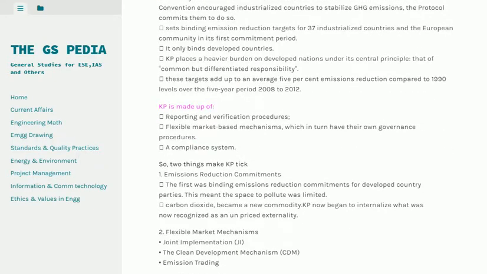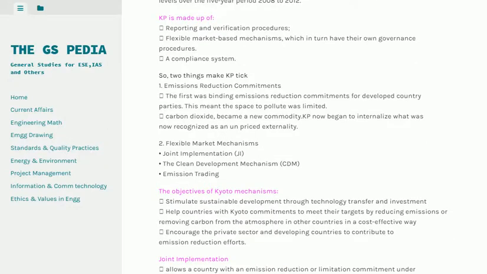This meant the space to pollute was limited. Carbon dioxide became a new commodity. KP now began to internalize what was now recognized as an unpriced externality. 2. Flexible market mechanisms. Joint Implementation, JI. The Clean Development Mechanism, CDM. Emission trading. The objectives of Kyoto mechanisms.